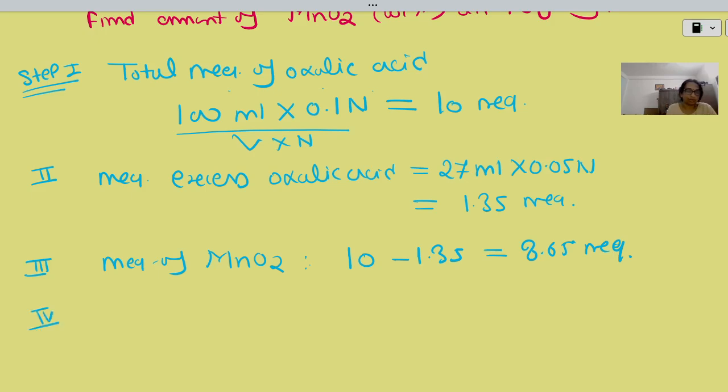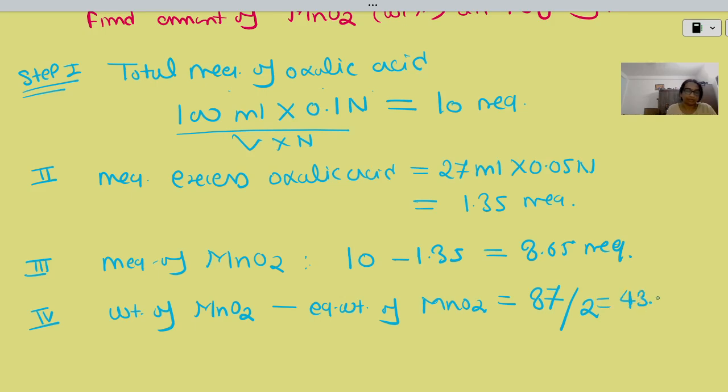Now step number 4. In step number 4, we calculate the weight of MnO2. The equivalent weight of MnO2, manganese dioxide, is equal to its molar mass 87 divided by 2, which will be 43.5 grams per equivalent.